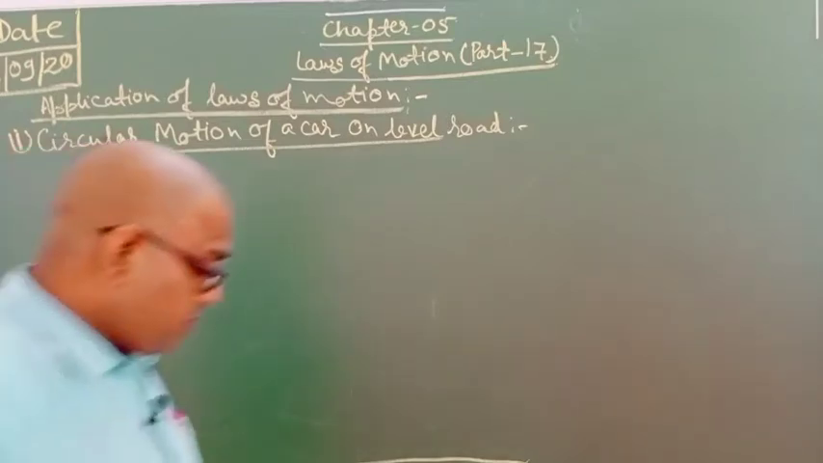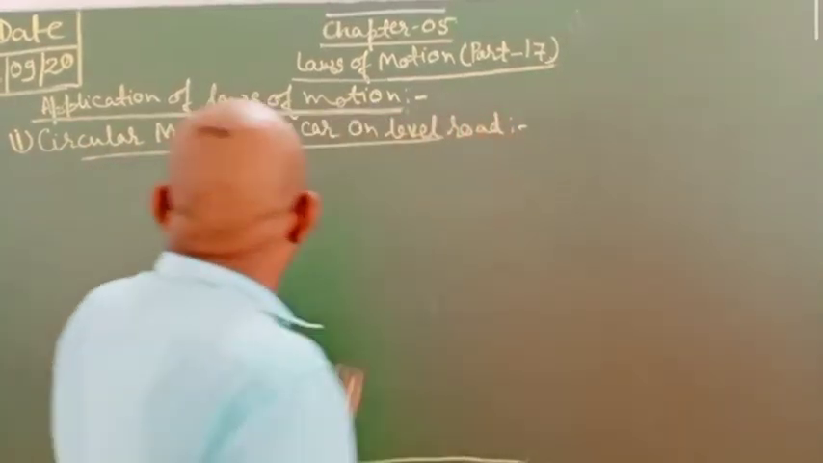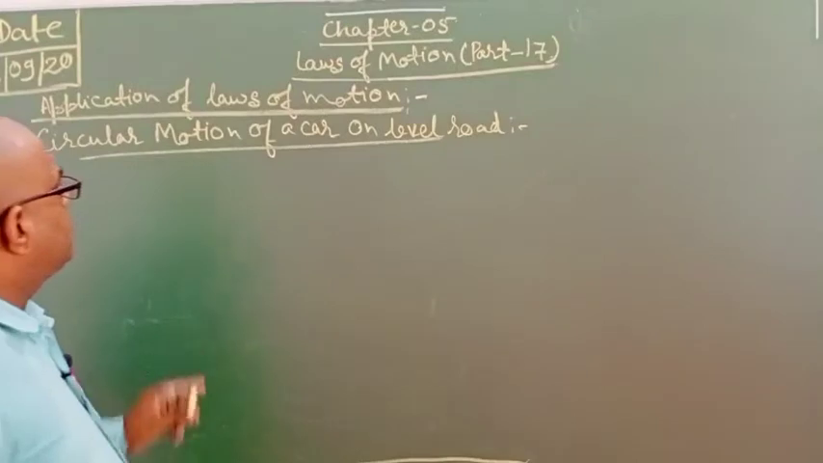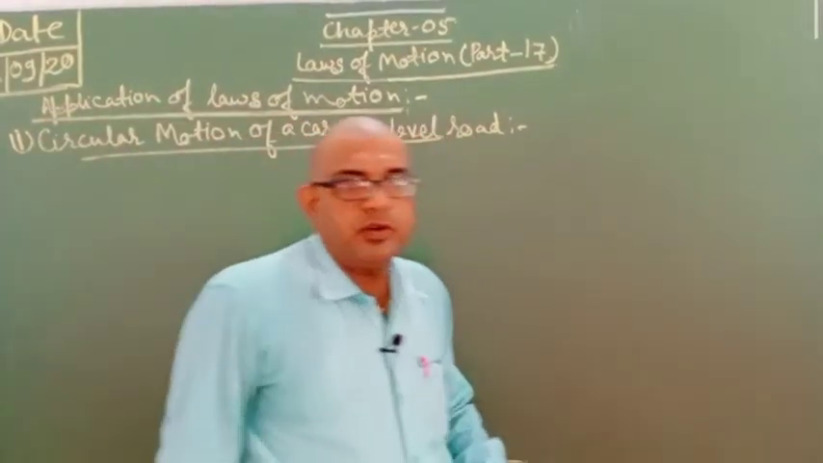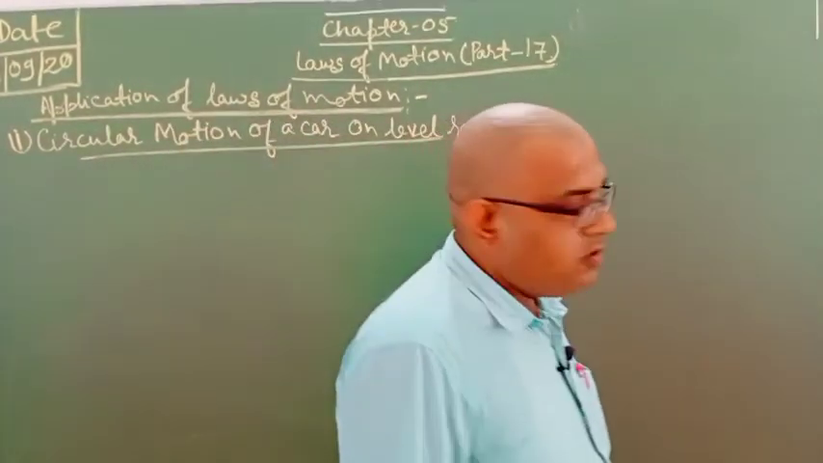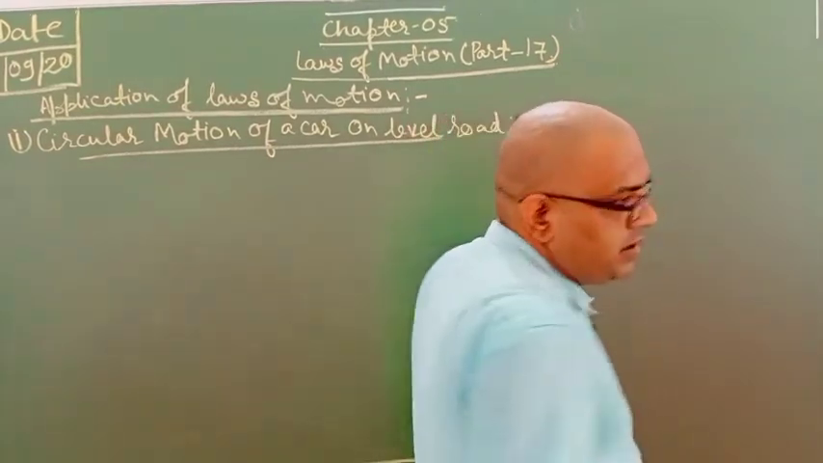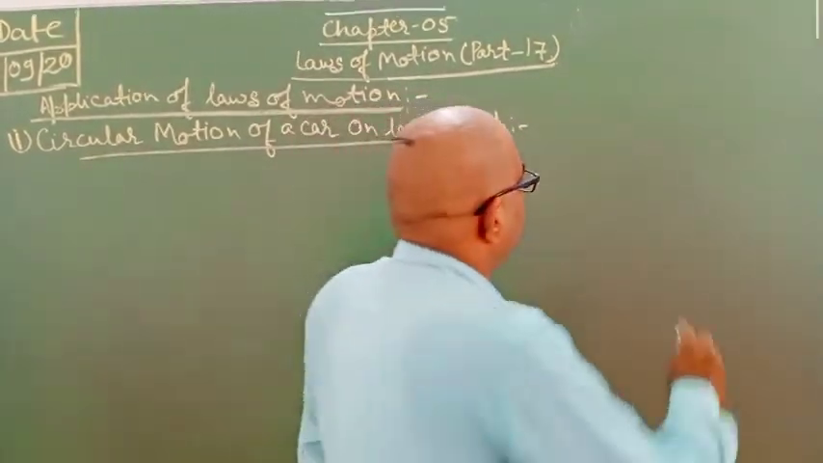So now dear students, we will discuss the circular motion of a car on a level road. Try to understand what the condition is and how it is happening. It is very interesting to understand this fact.